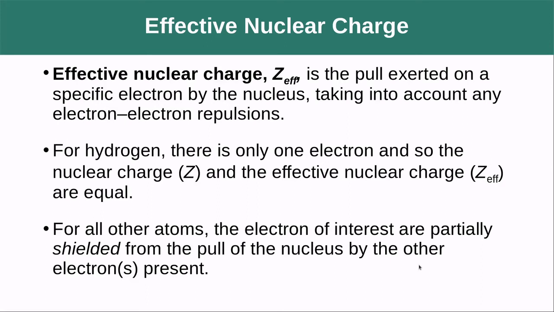This is due to something called the effective nuclear charge. This is the pull exerted on a specific electron by the nucleus when you take into account the electron repulsion effects. It's these electron repulsion effects that make it so that the electrons have different distances from the nucleus, and they're not all just circling the nucleus at the same distance. In our simplest case, hydrogen, there's only one electron, so the nuclear charge Z and the effective nuclear charge are equal. For all other atoms, the electron of interest is partially shielded from the pull of the nucleus by the other electrons present.